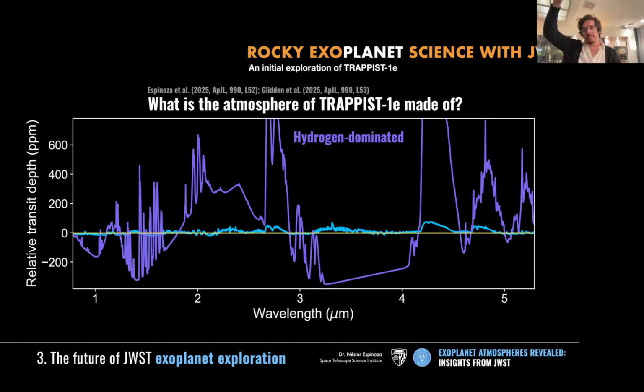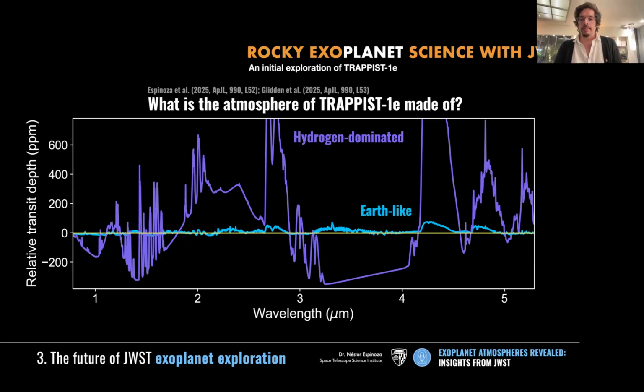And you see that the features, the bumps and wiggles here, are huge. The reason they're huge is that hydrogen is very light, and therefore it uses a lot of space. And then the transit signature that they produce when they pass in front of the stars is huge, right? So that's why you're seeing these very, very big features here.